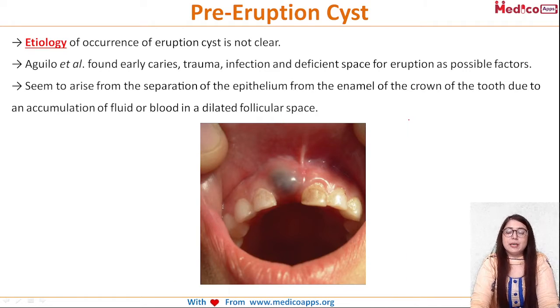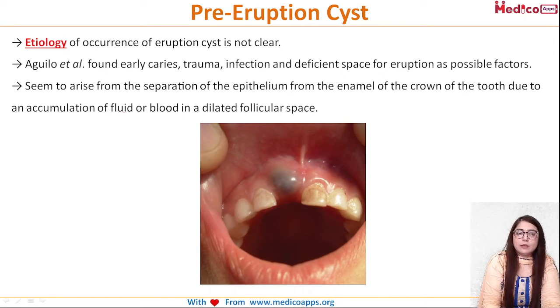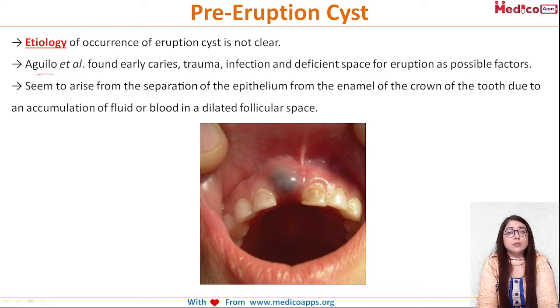Now etiology: though it is not quite clear, Aguilo et al. and various authors have conducted different studies, and they stated that various factors predispose to this pre-eruption cyst. Caries can lead to this. Trauma, generally, is said to lead to pre-eruption cyst. Infections and deficient space for eruption are all said to be possible factors for this pre-eruption cyst.